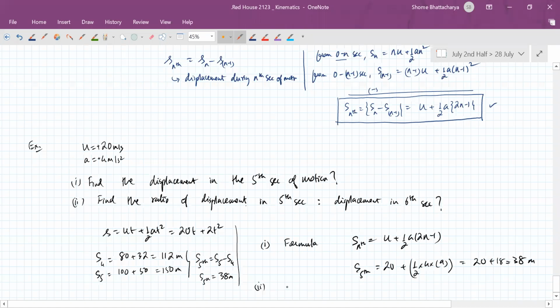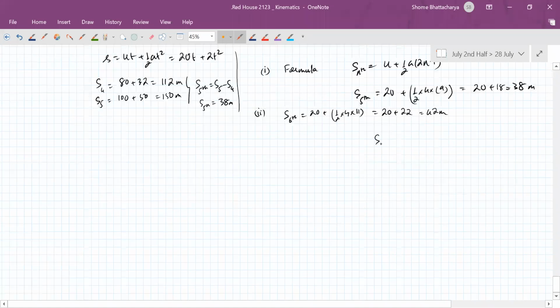Like that, you can see that the displacement during the 6th second will be 20 plus half into 4 into 2n, that is 12, minus 1, so 11. So it is 20 plus 22, so it's 42 meters. So the ratio of the displacement in the 5th second to the displacement in the 6th second becomes 38 is to 42, or 19 is to 20.